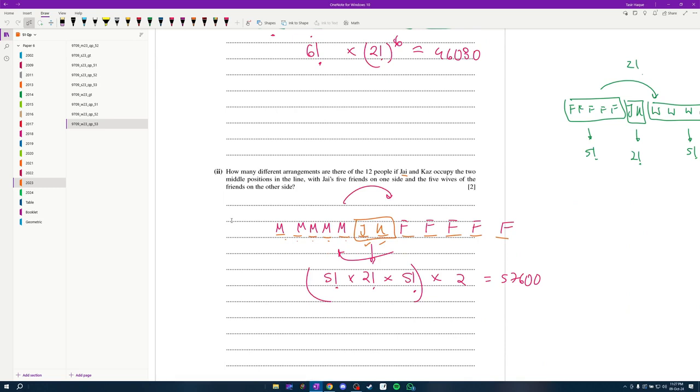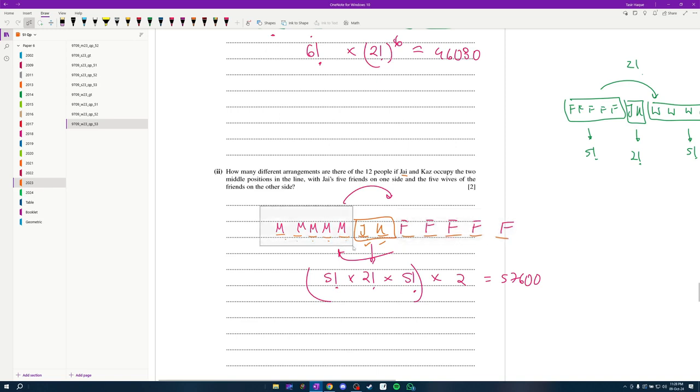How many different arrangements are there of the 12 people if Jay and Kaz occupy the 2 middle positions in the line, with Jay's 5 friends on one side and the 5 wives of the friends on the other side? Okay. So there are 12 spots for 12 people, and the middle spots are the 6th and 7th spot. So Jay and Kaz want to be here. The 5 friends on one side, and the 5 wives on the other side.